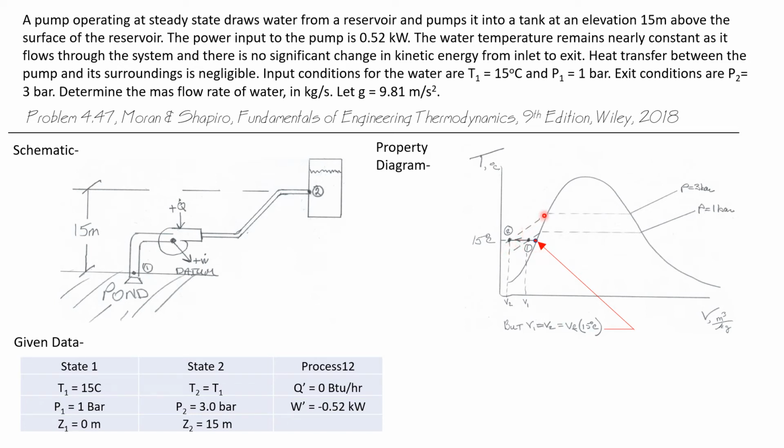So if we really extend these constant pressure lines right down the saturated liquid line, then P1 would be right on top of this saturated liquid line, and P2 would also be on top of that. So these two states are really right on top of each other, and they're virtually right on top of the saturated liquid line.